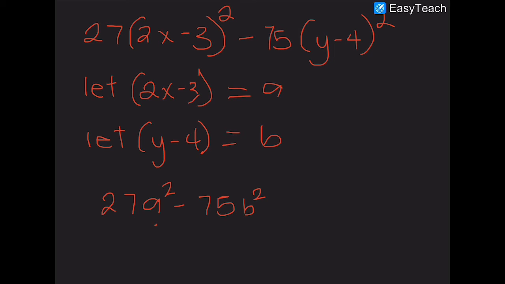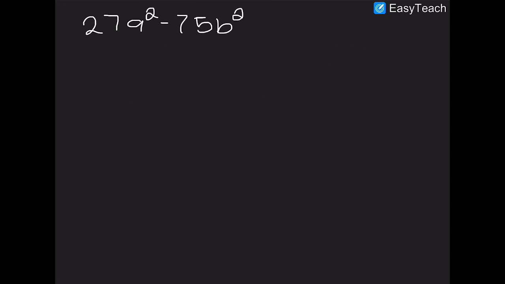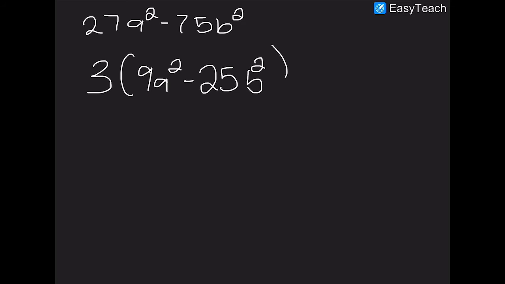So we have 27a squared minus 75b squared, right? Now we're going to, again, factor this. Okay, and to factor again, the first step is always to get out your like terms. And I can already tell that there's a like term in this, which would be a 3. Because then 27 would be a 9, giving the a squared a 25, keeping the b squared.